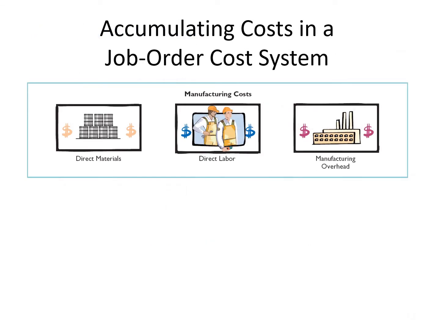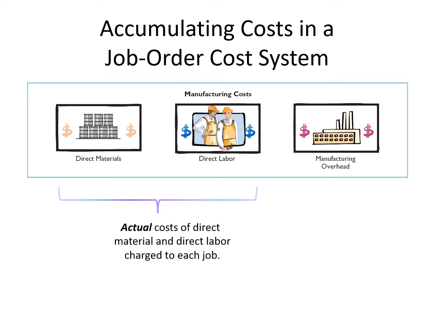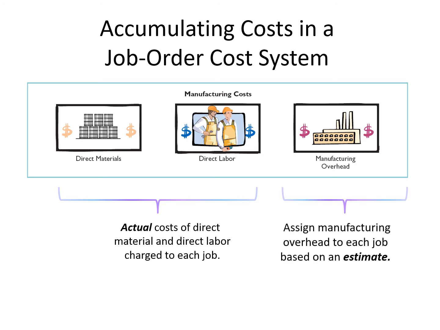Companies typically classify manufacturing cost into three broad categories: direct materials, direct labor, and manufacturing overhead. Companies charge the actual cost of direct materials and direct labor to specific jobs. In contrast, manufacturing overhead relates to production operation as a whole. As a result, overhead costs cannot be assigned to specific jobs on the basis of actual cost incurred. Instead, companies assign manufacturing overhead to work in process and to specific jobs based on an estimate.